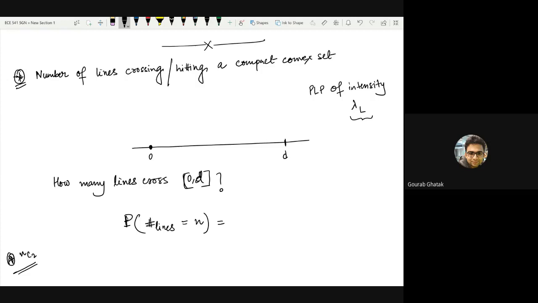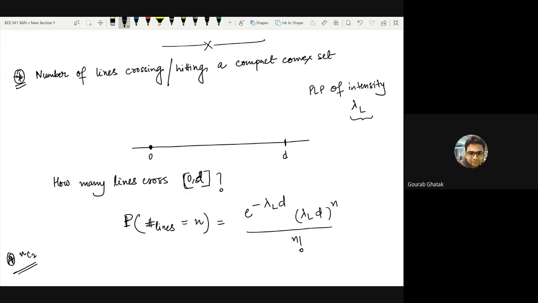As you mentioned that it is Poisson distributed, can anyone tell me what would be the expression for this? Between 0 to d. There's no 2 pi, it's only the line. So e raised to minus lambda L times d, times lambda L d raised to the power n, divided by n factorial. Right, so this is what even I believed when I began with this field.